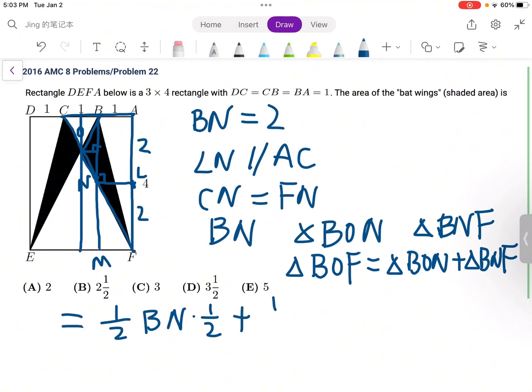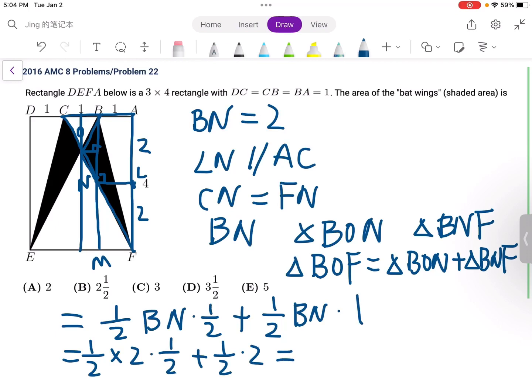And plus the area of triangle BNF, which is 1/2 multiplied by its bottom BN multiplied by its height LN, which equals 1. That equals 1/2 multiplied by 2 multiplied by 1/2, plus 1/2 multiplied by 2, and that equals 3/2. And the total shaded area is double the area of BOF, so the total shaded area should be 3.